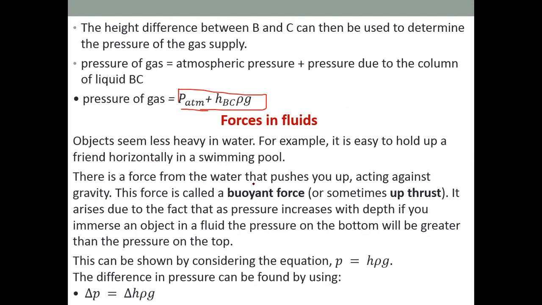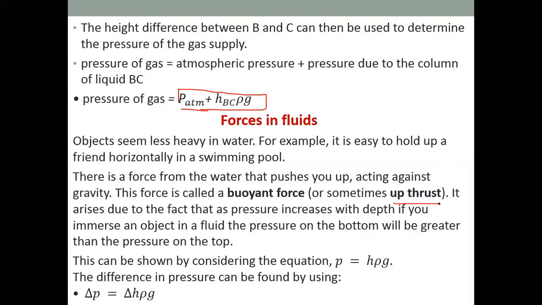An object seems less heavy in water. Why? What is the reason? This is because of the density differences between water and the object. If the water has a higher density than the object, the object will float on the water. There is a force from the water that pushes you up, acting against gravity. This force is known as buoyant force or upthrust force.